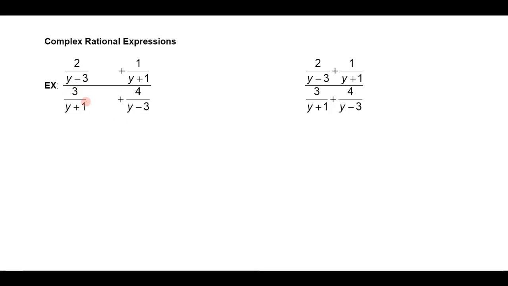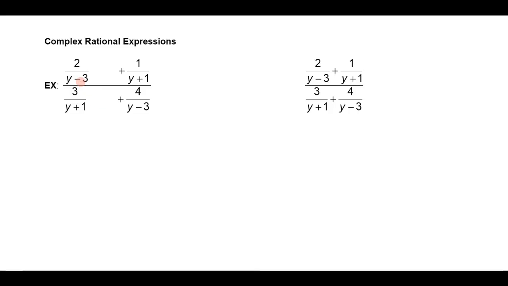Okay, so the first technique is to go ahead and just treat this complex rational expression as a big numerator over a big denominator. Simplify the big numerator by getting a common denominator. Combine these two fractions into a single fraction. Do the same thing here in the denominator, and then you'll have a fraction divided by a fraction that you can just invert and multiply.